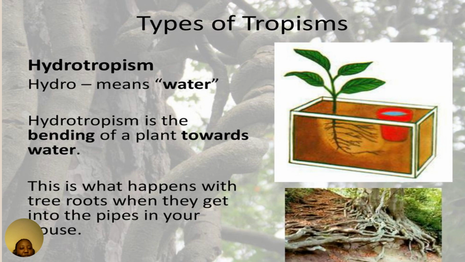Then you have hydrotropism. Hydrotropism is the growth response to the stimulus water. Stems grow away from water and they are said to be negatively hydrotropic. Roots grow towards water and they are said to be positively hydrotropic.